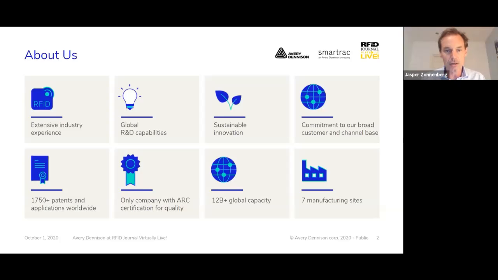We have a very clear commitment to our customers, and that's in several ways. We service end users directly with RFID tags, and we'll talk about that later. But we also service channel partners like converters and system integrators with what we call RFID inlays. We also have a very strong commitment to quality, and I'm proud to say that Avery Dennison is the only company at the moment that is ARC certified. ARC relates to Auburn University, a university that is highly rated for its RFID testing protocol and certification.